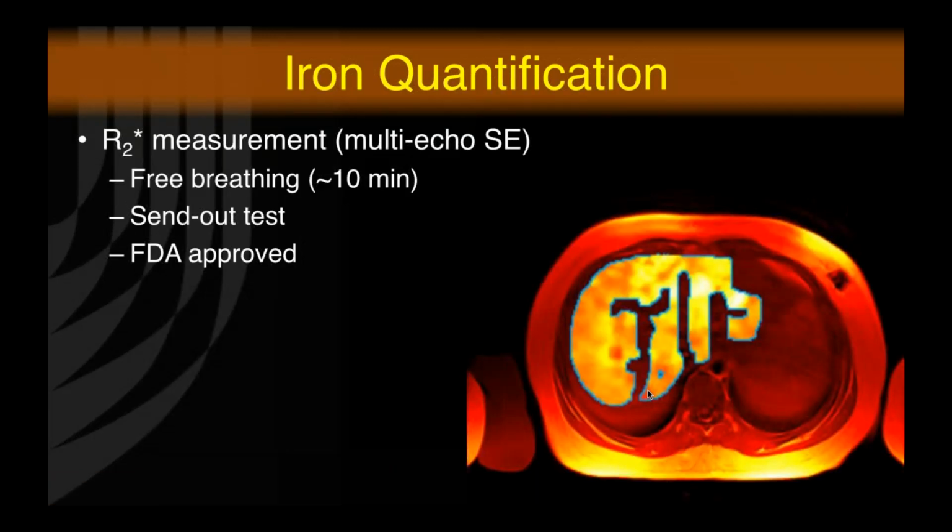This is available as an FDA-approved send-out test. It's always nice when tests are FDA approved, and this is one of them. In terms of the practicality, this is a multi-echo spin echo sequence, and it takes a bit of time. It takes a good 7 to 10 minutes to run this sequence. It's done free breathing, and it's extensively evaluated in kids during free breathing, and it's a nice robust test. So that's one way to do iron quantification.